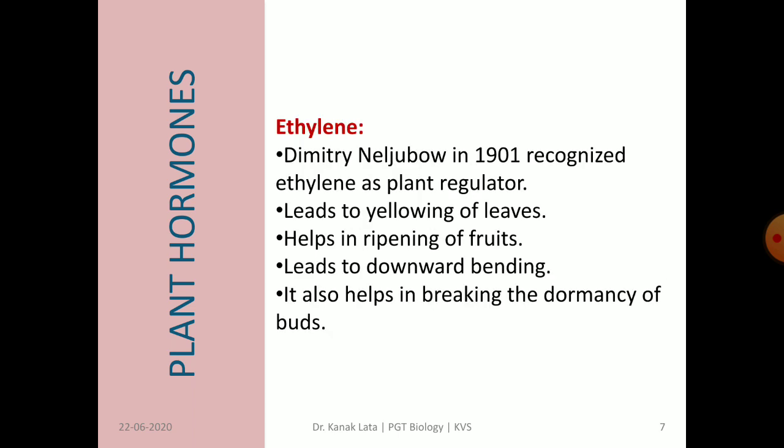The next plant hormone is ethylene. Dmitry Neljubov in 1901 recognized ethylene as a plant regulator. It leads to yellowing of leaves and ripening of fruit. This is very important: fruit sellers always use this hormone for ripening their fruit. Ethylene leads to downward bending and also helps in breaking the dormancy of the buds.